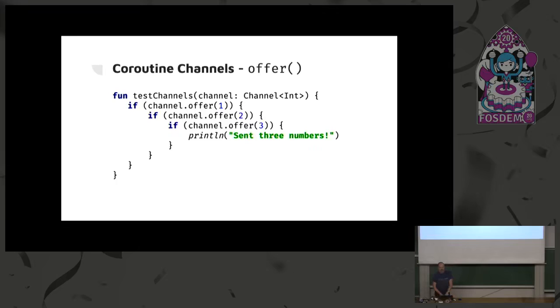Now, coroutine channels, if you do offer, you can do something like this. But let's say you want to pass in 3 strings, or 3 ints, into a channel. If the last one was successful, it will return true, and then you can do the next one, and you can do the next one. This isn't a practical real-world example, but it just shows how offer works. Now, if nobody is listening to our channel and collecting data, it will return false, so it will not go on to the next one.